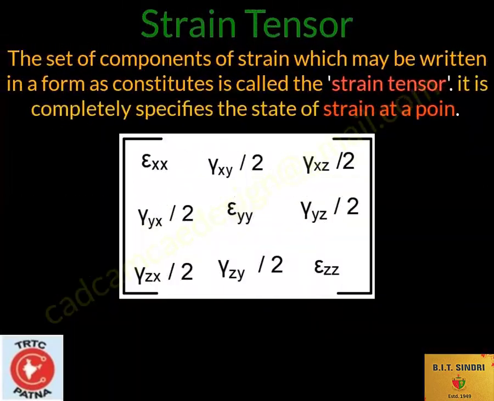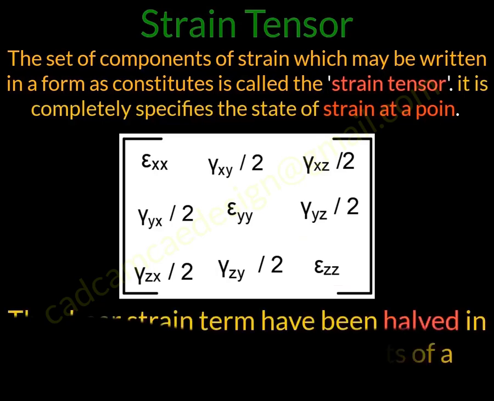The next topic is the strain tensor. The set of components of strain, which may be written in matrix form, constitutes what is called the strain tensor. So normal strain in the x direction, shear strain about the xy plane by 2, shear strain about the xz plane by 2, and shear strain about the yx plane by 2, normal strain yy, shear strain about the yz plane by 2, shear strain zx plane divided by 2, shear strain zy plane divided by 2, and normal strain in the zz direction.